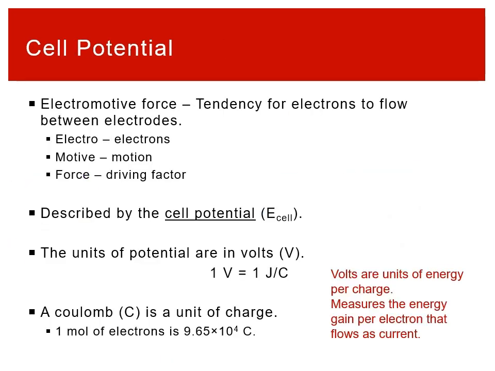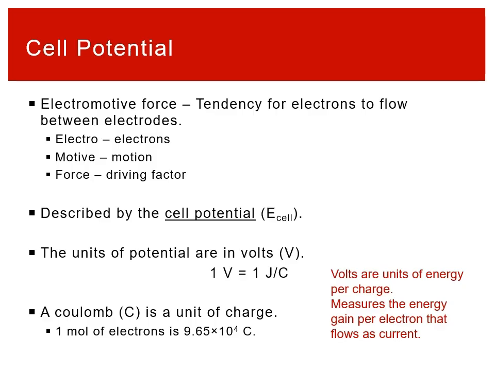So electromotive force is the tendency of electrons to flow between the electrodes of our cells. So electro, that's electrons, motive is motion, and force is the driving factor, or what makes it happen. And so electromotive force is a measurement of basically that flow of electrons from your anode to your cathode through those wires. We quantify that with what's called the cell potential.